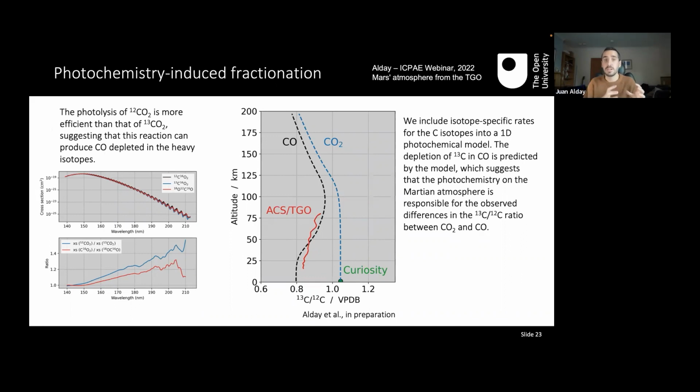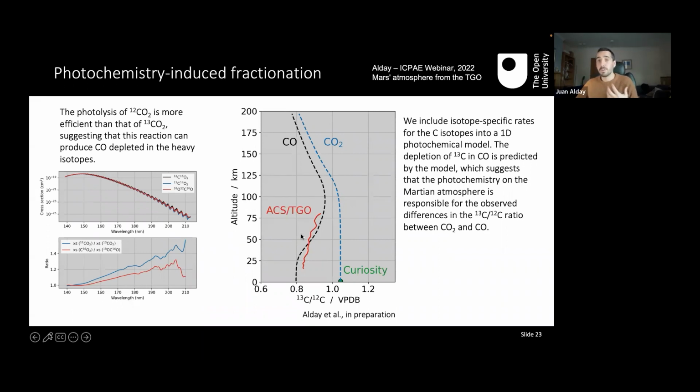So what we did is to include these isotope-specific reactions into the photochemical model and to estimate what the relative isotopic ratios in these two species are. So that's what you can see in this figure. Here you can see the value of the isotopic ratio in carbon dioxide measured by the Curiosity rover. And then what the photochemical model predicts for this isotope is that it should be essentially constant until reaching 100 kilometers, above which it starts decreasing. And this is because of the diffusive separation of the isotopes that we saw before. And then for carbon monoxide, instead, this differential photolysis produces a depletion of the heavy isotopes in carbon monoxide. That is actually in good agreement with the observations.